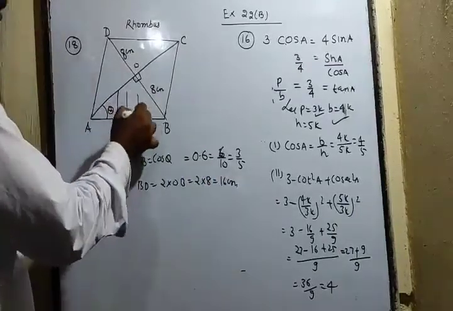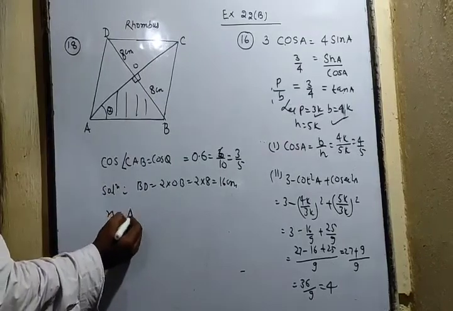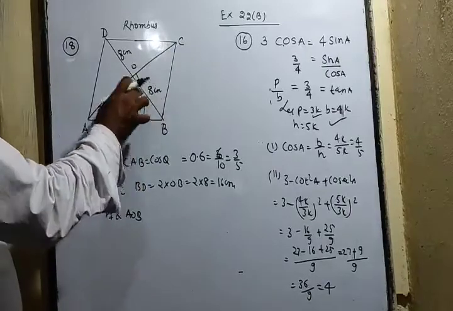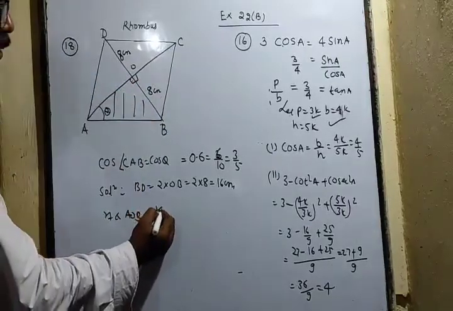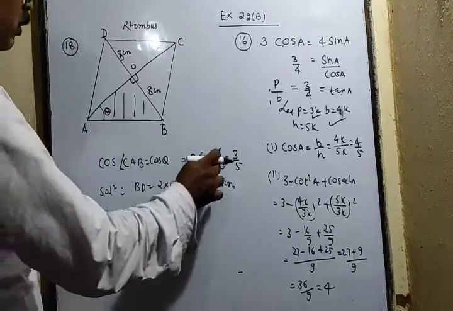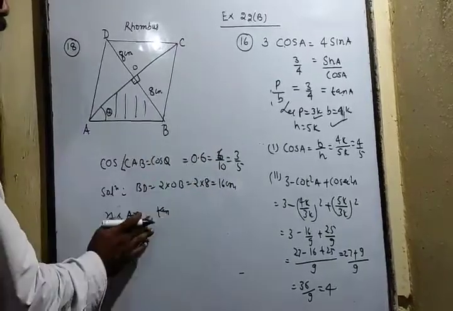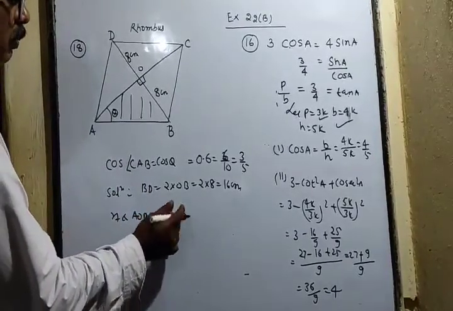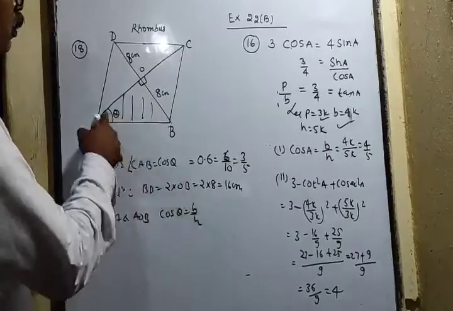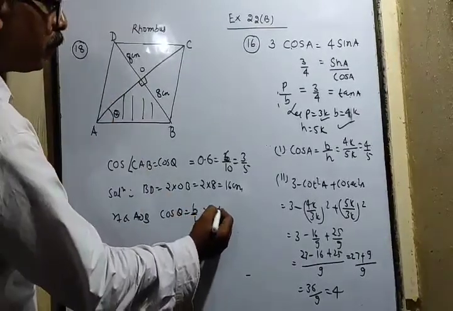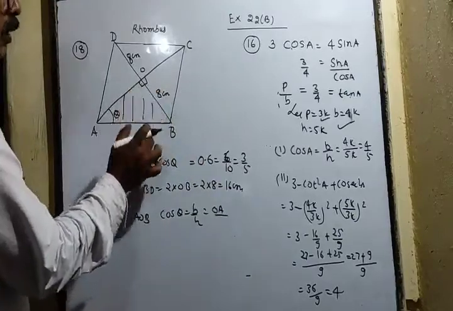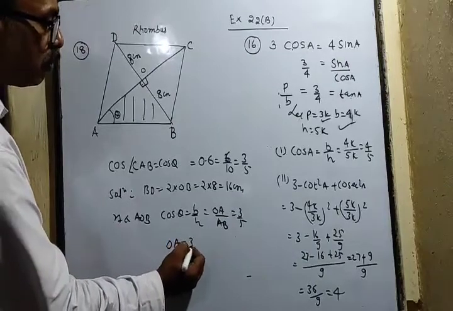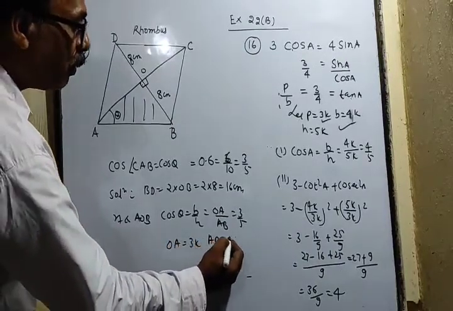And now we'll concentrate on this right triangle AOB. If you have to find out this one, and this is given, so for this theta, this is P and this is B. We'll use cos CAB. So cos CAB means cos theta is given B by H. For this angle, B is this much, OA, and H is AB. And this is given 3 by 5. So we'll consider OA is equal to 3K and AB is equal to 5K.